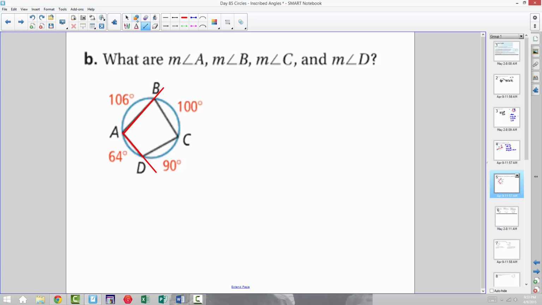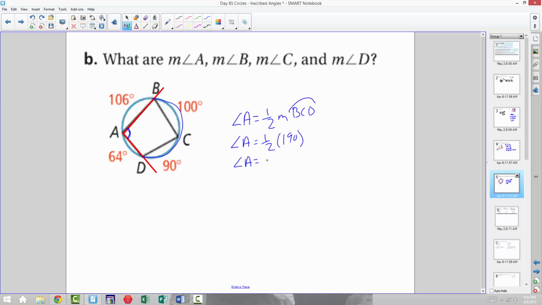So, okay, angle A is formed by arc BCD. So angle A will be half of the measure of arc BCD. The reason why I'm using three letters is because I noticed that arc BCD is 190 degrees. That's a major arc. So angle A is equal to half of 190. So half of 190 is going to be 95. So there's angle A, 95 degrees.